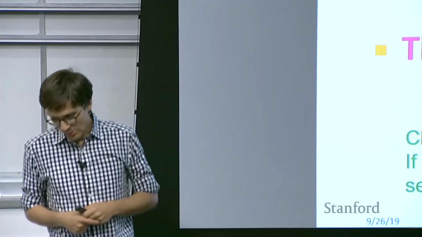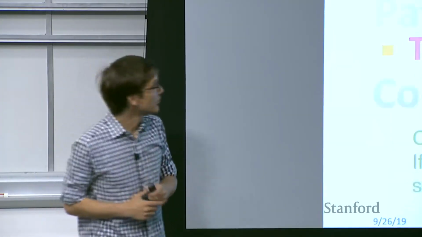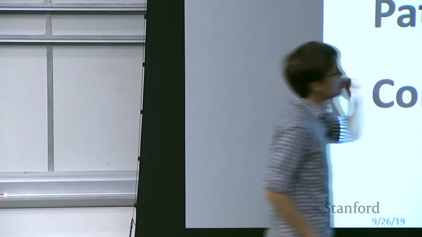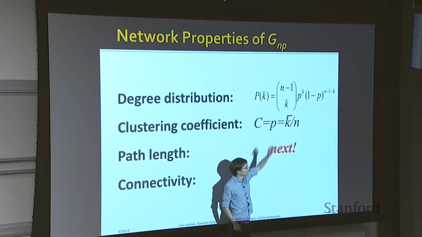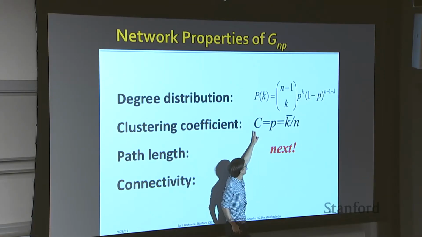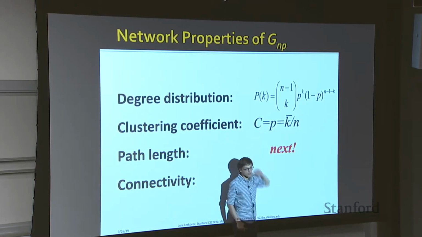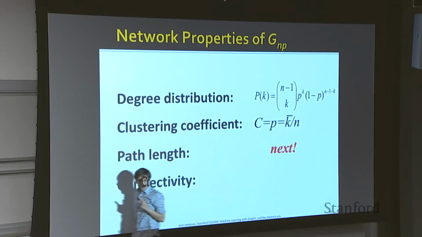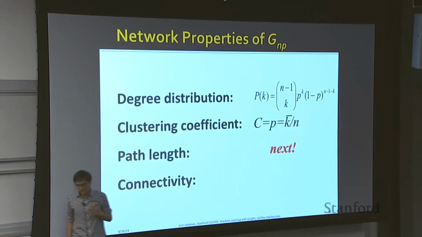Okay? So what did we learn so far? Here is what we learned so far. We learned that the degree distribution follows a binomial. We actually derived an expression for the value of the clustering coefficient. Now I need to show you two other properties.